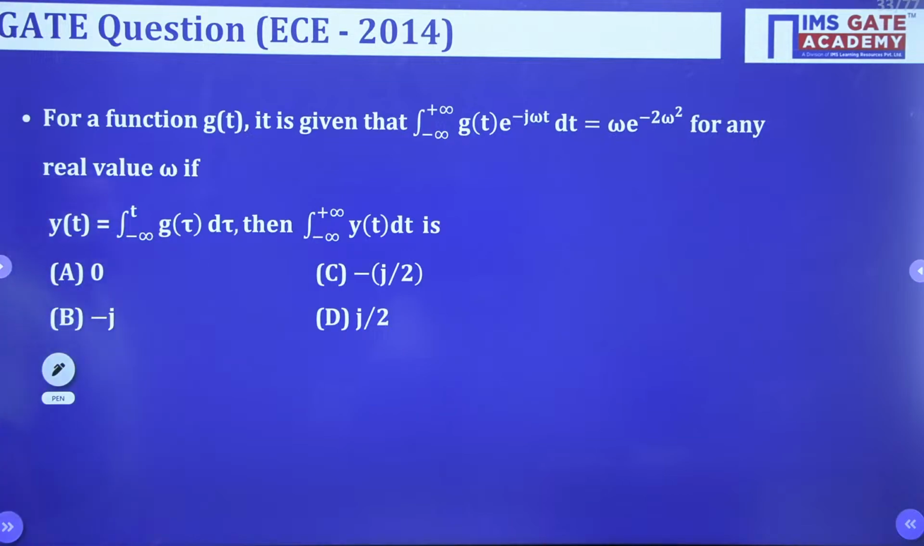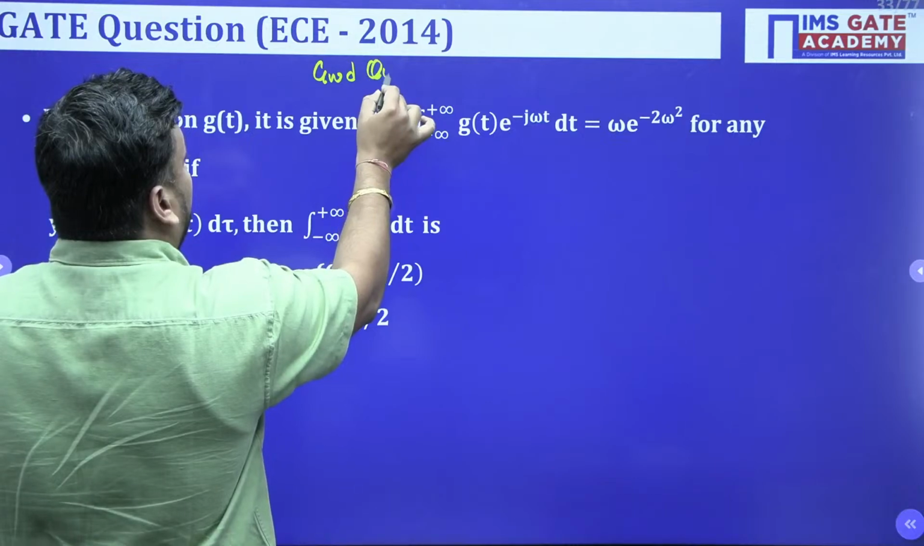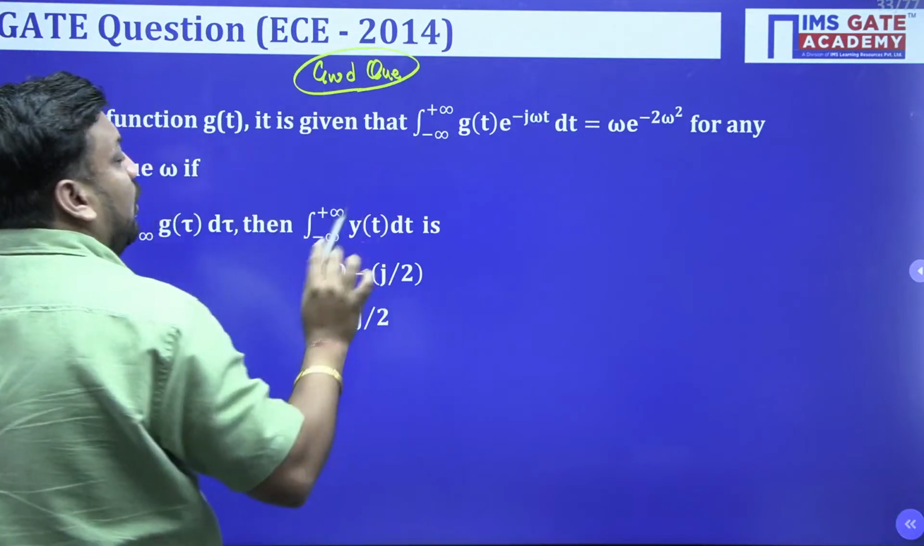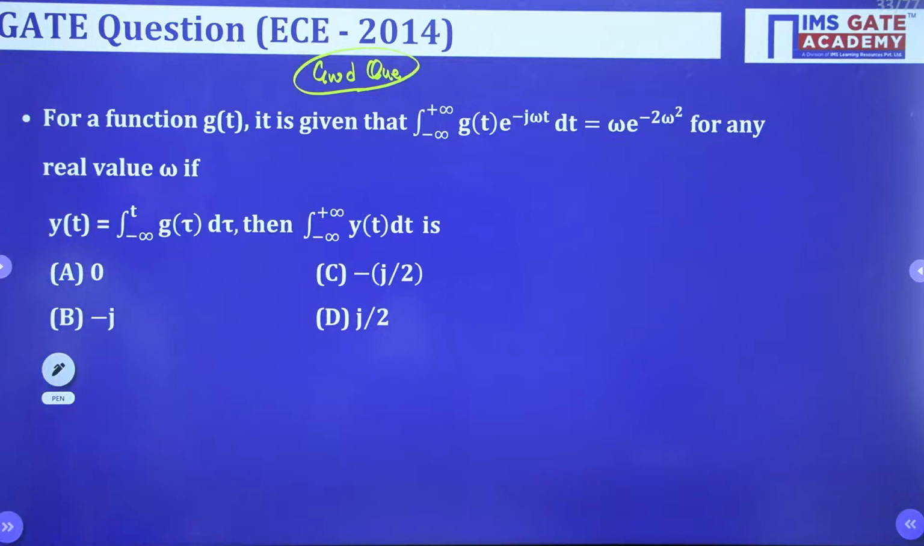Now student, EC 2014, very important question, very good question. Why good question? Because it is a property based question. No calculation involved, directly a property based question. So one by one we'll solve.